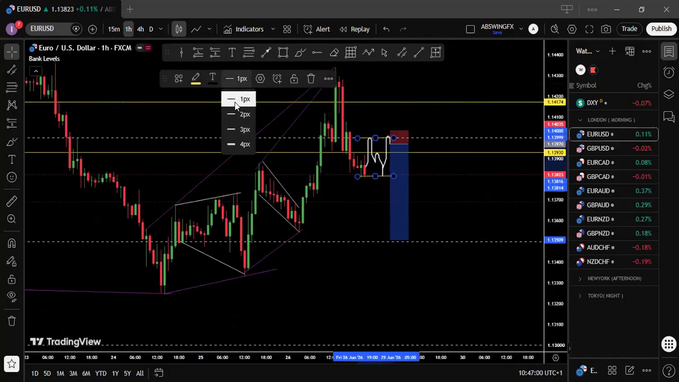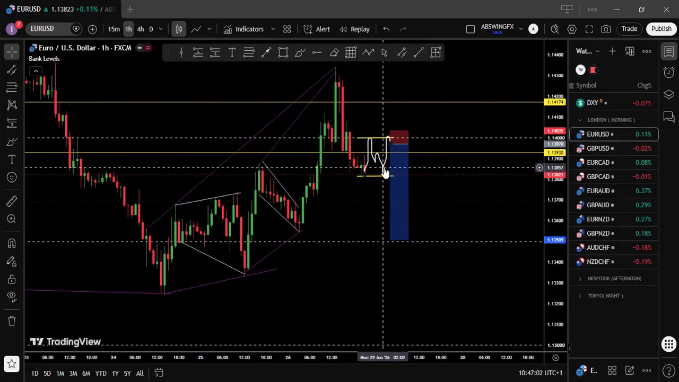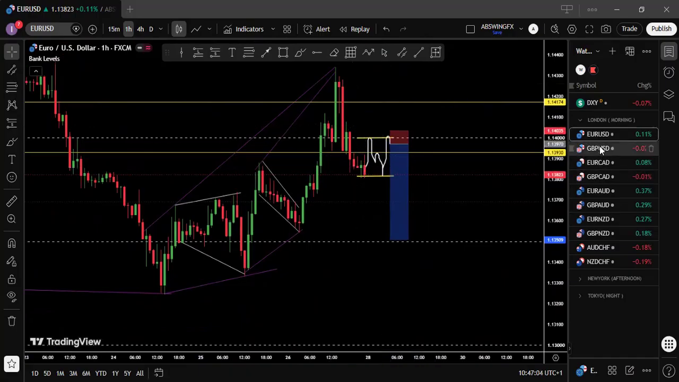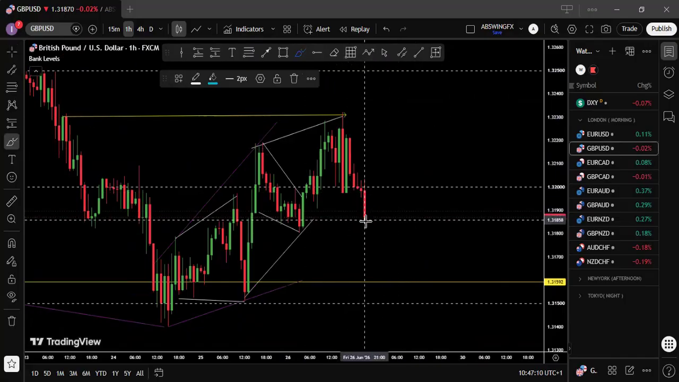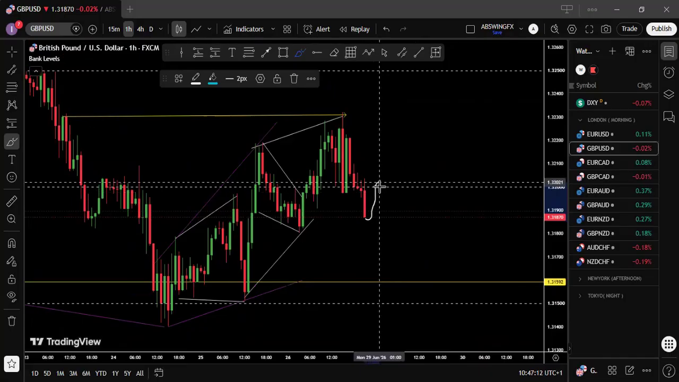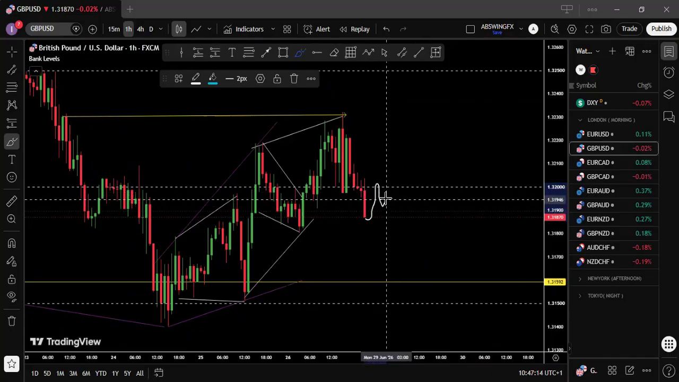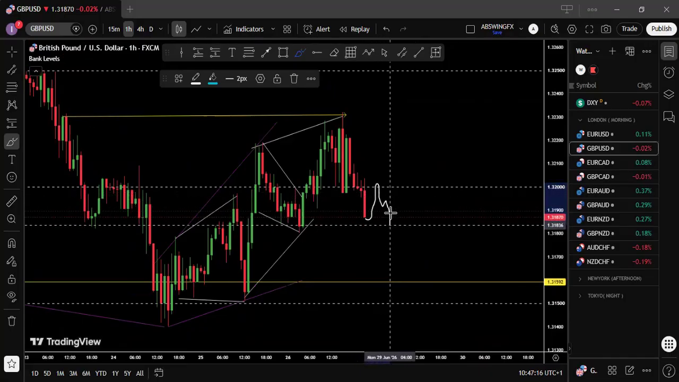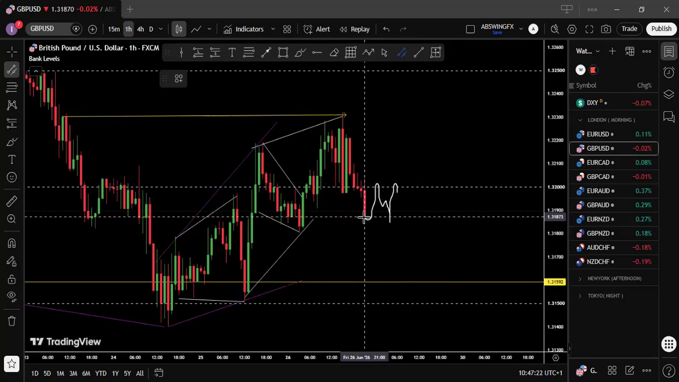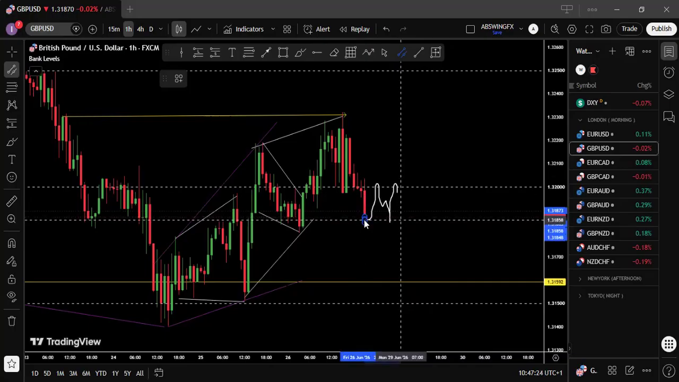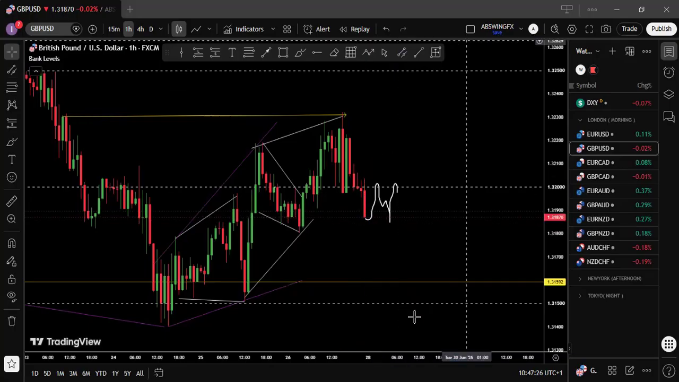And we have a proper range. Very good. I'm expecting to see a scoop. Price gets here. Tap here. Then we find opportunity to sell.